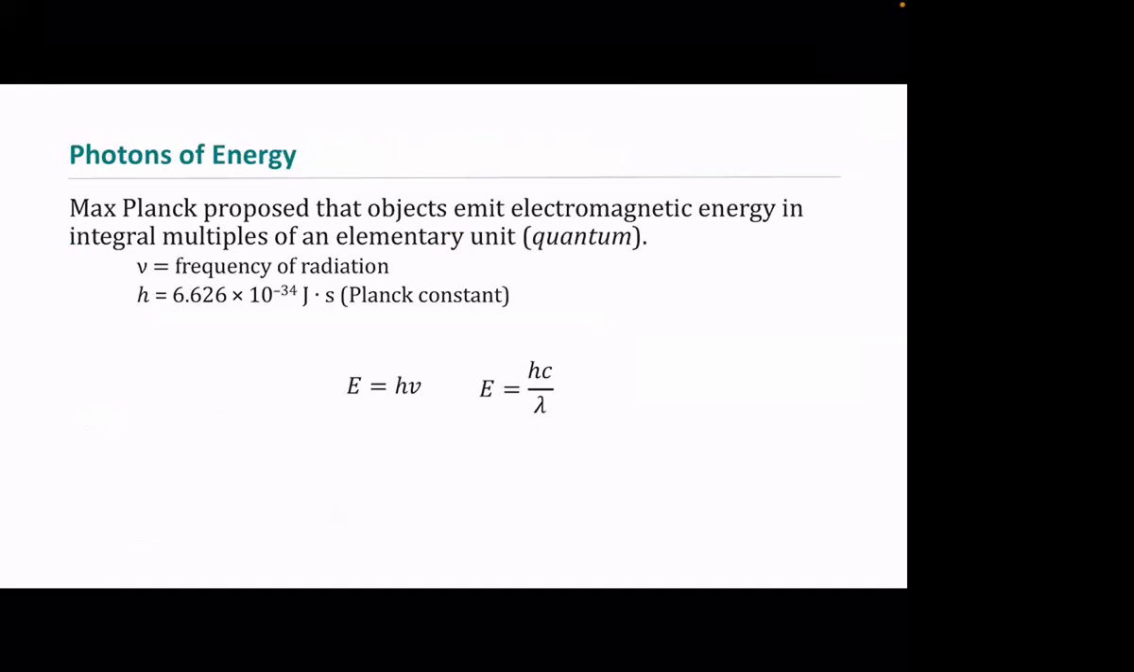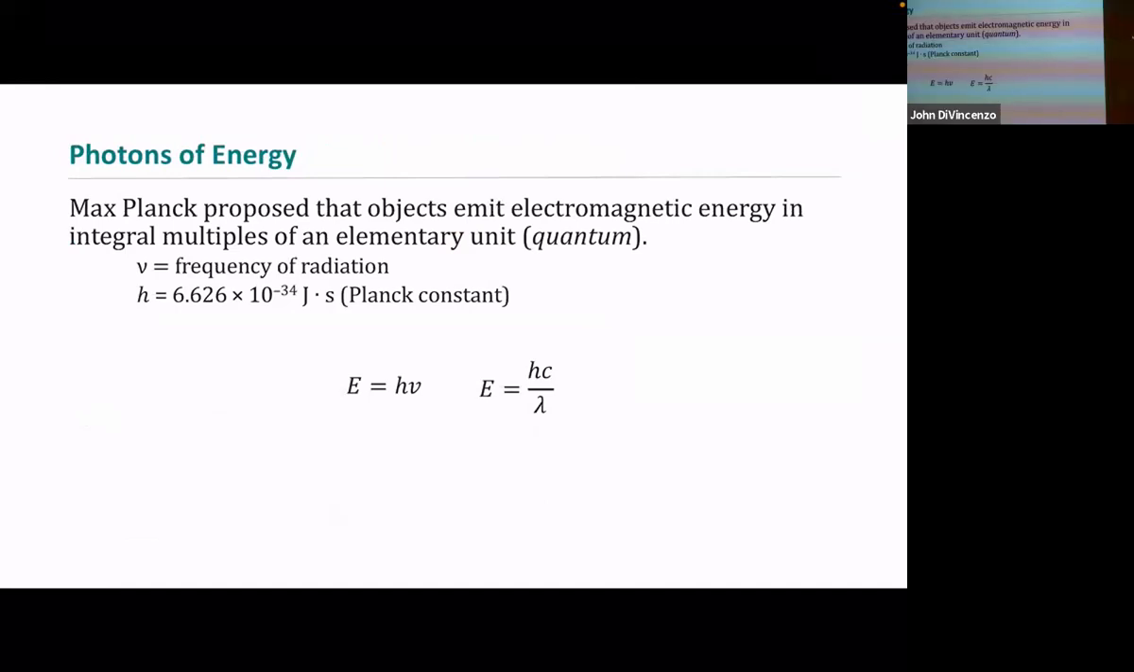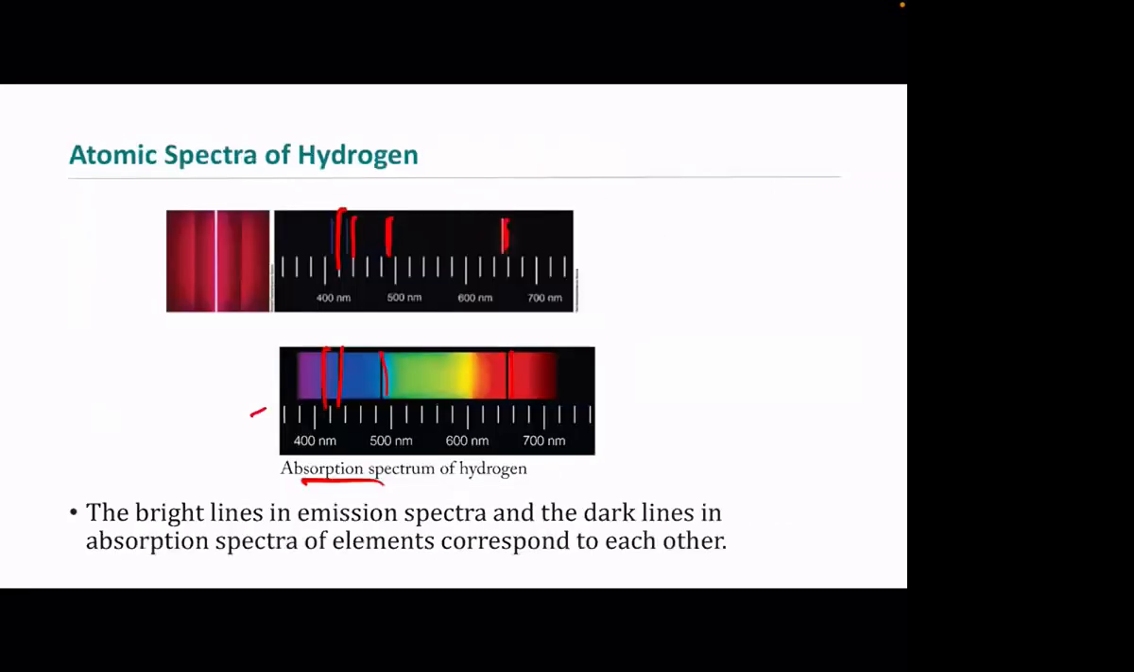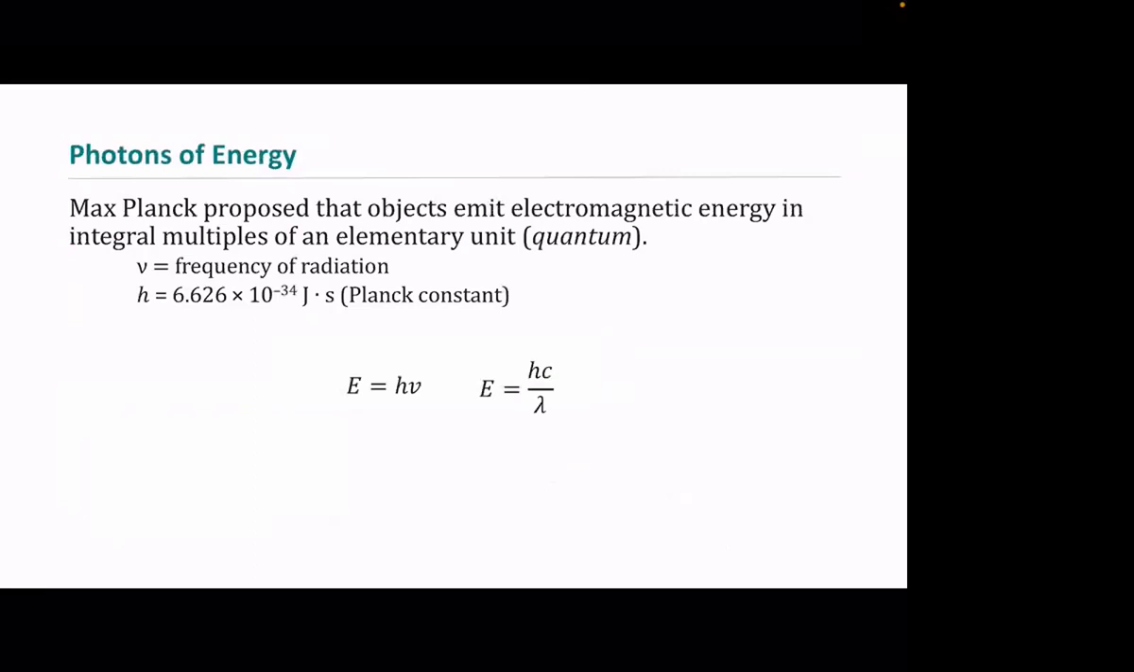So Planck comes along. He's the first of the quantum scientists who are going to win the Nobel Prize and also begin the idea of quantum theory. To explain this ultraviolet catastrophe and some of these other things we were seeing, he proposes that objects emit electromagnetic radiation, or electromagnetic energy, in integral multiples of an elementary unit, or quantum. So the idea is that it's quantized in nature.